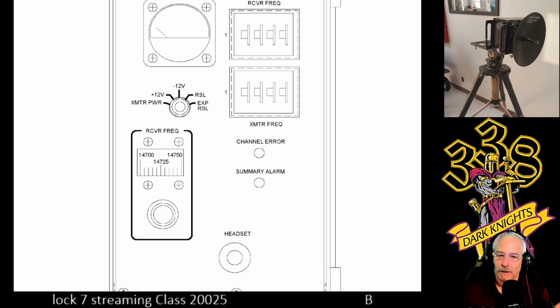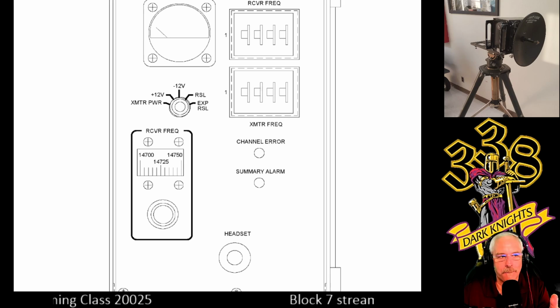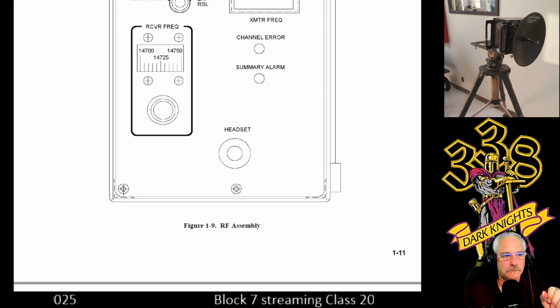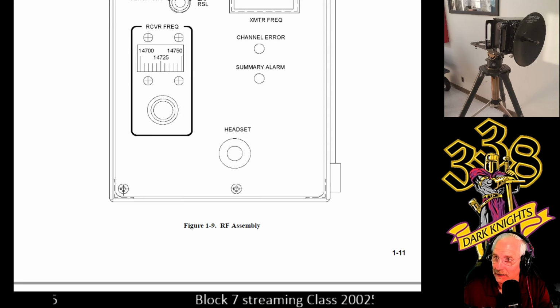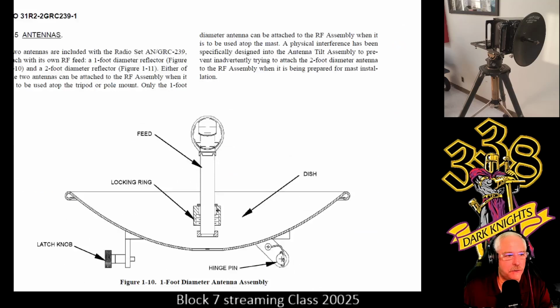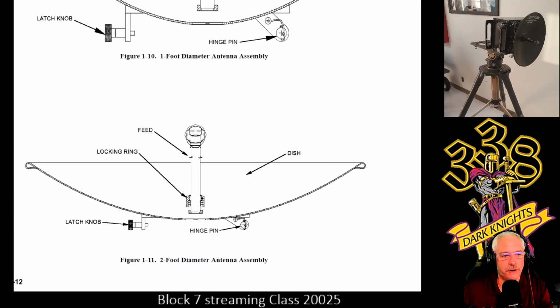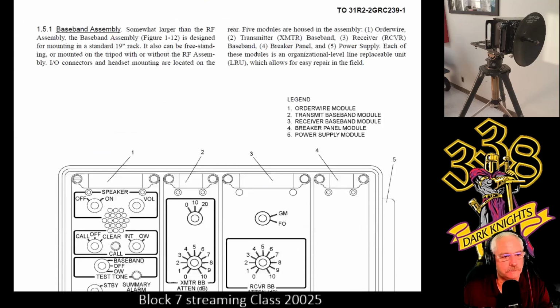Always remember, when you get that cut sheet, it'll have the transmit frequency on top. Don't get confused by that. Put it in the transmit frequency thumb dials, which is on the bottom of the RF assembly. So try to keep those two separate. You can see that you have a headset connector there. That's where you're going to plug it in at. Here's the 1 foot, the 2 foot antenna.